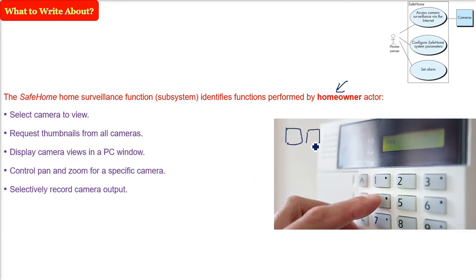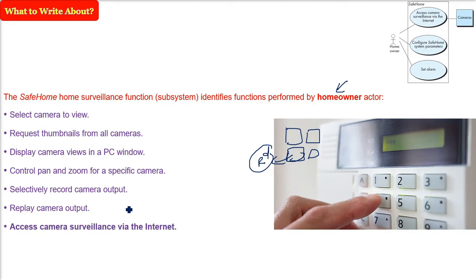There are multiple cameras, because one camera will be in your alley, one camera will be in your parking. So recording can be done, the recording can be replayed, and you can also access camera surveillance using the internet. That is, wherever you are sitting across the globe, you can access your home cameras. This is the surveillance system.